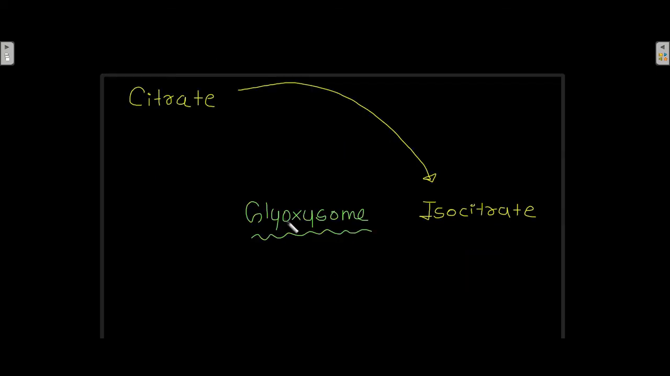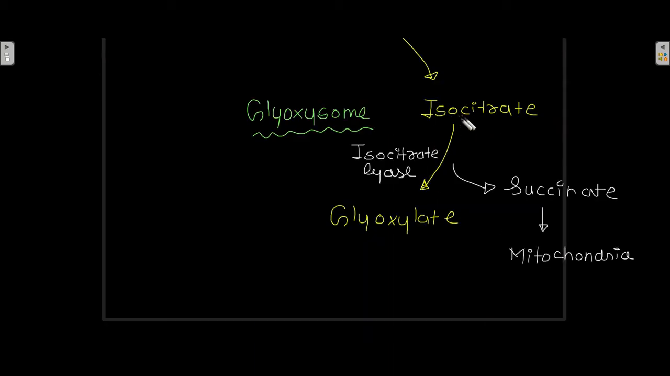Now consider your glyoxysome, which is an organelle present in the plant cell in which the glyoxylate cycle is taking place. So in glyoxysome, we start with citrate, and citrate is converted into isocitrate. Okay, that's the first step. Now this isocitrate is then converted into glyoxylate, and this reaction is catalyzed by the enzyme isocitrate lyase, and during this conversion succinate is released. Okay, isocitrate is broken down into glyoxylate and succinate.